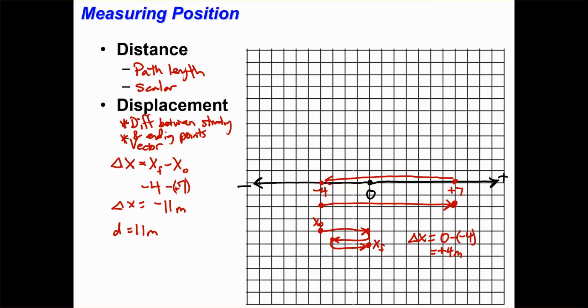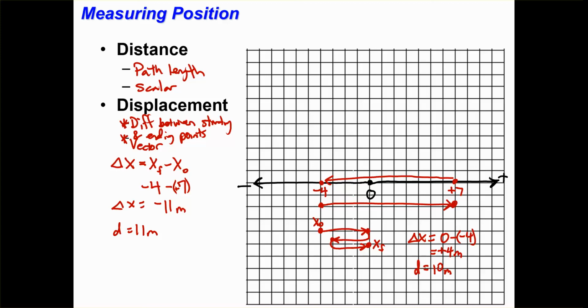What would the distance traveled give us? Well, the distance is the path length. So the object traveled 1, 2, 3, 4 units, 5, 6, 7 units, 8, 9, 10 units. And in this case, the distance is simply 10 meters.